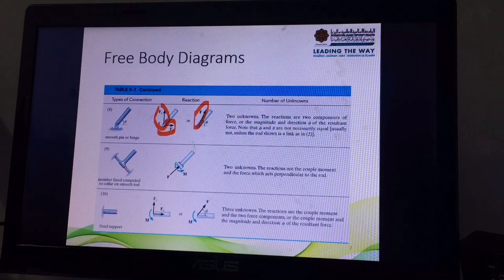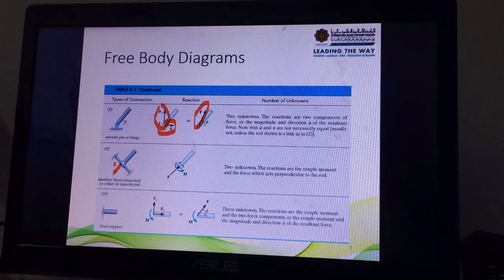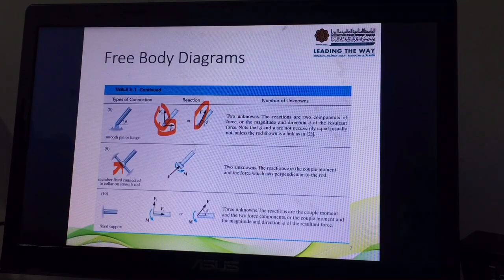Same like this before. We have seen the member fixed connected to collar. This is the collar, on a smooth road. So basically, you have one force here, normal, and then you have the couple moment.